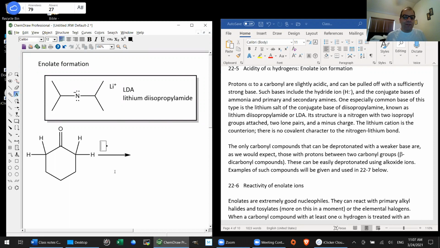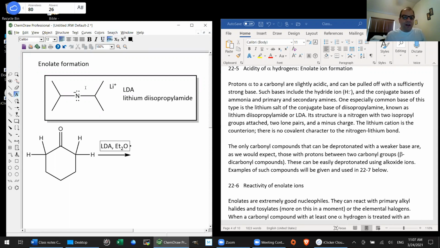But more to the point, if we treated this compound with, let's say, LDA, you want something aprotic, obviously. Anything protic will just put the proton back on the conjugate base of the amine. Diethyl ether is pretty common. That's kind of our go-to aprotic solvent.